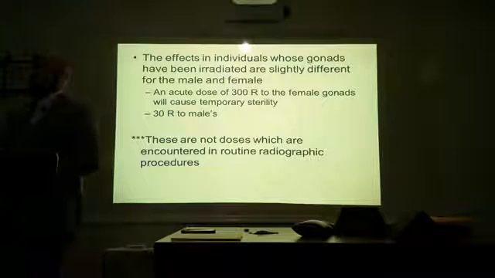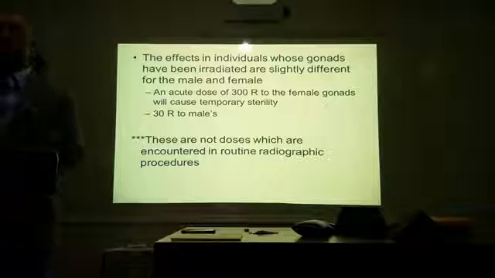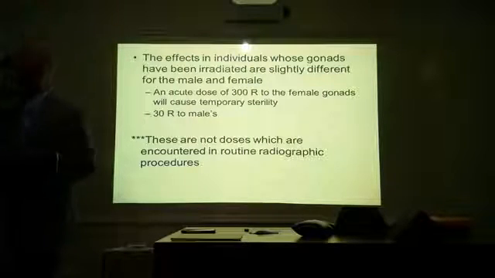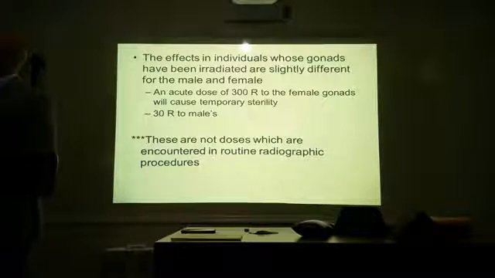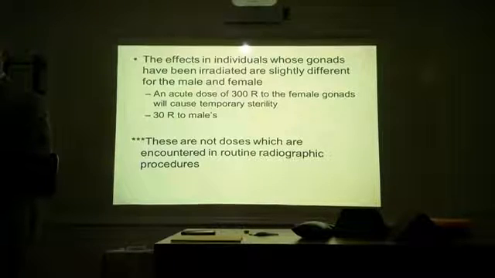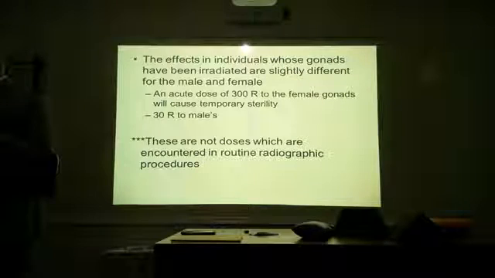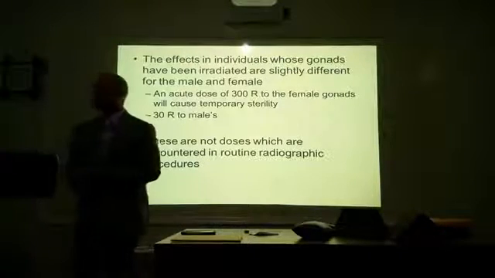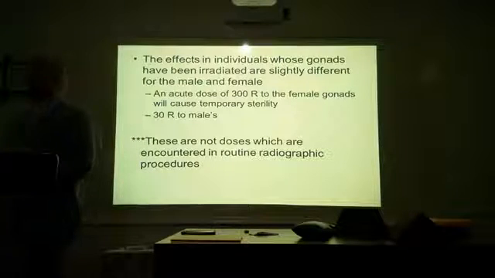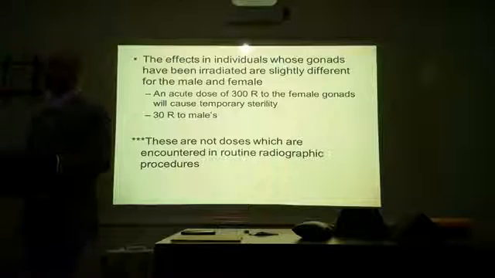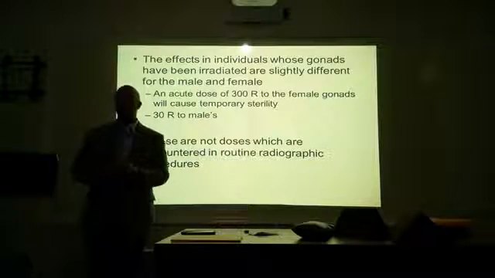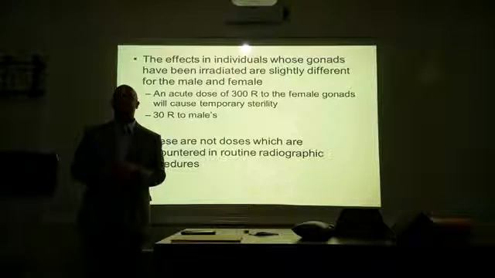For an acute dose, acute means all at one time. An acute dose of 300 R, what is that? Are we talking rad or rem? Not roentgen, because roentgen has no biological effect. Rads. An acute dose of 300 rads to the female gonads will cause temporary sterility, whereas it's only 30 for males. Why is that? Because they're outside the body.